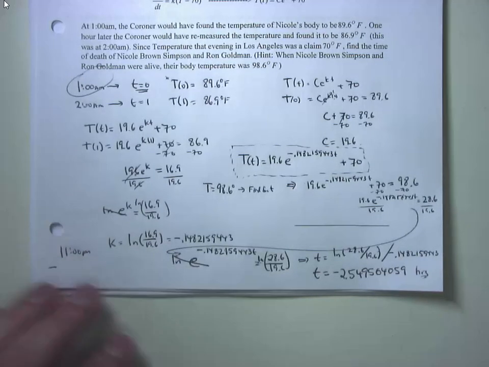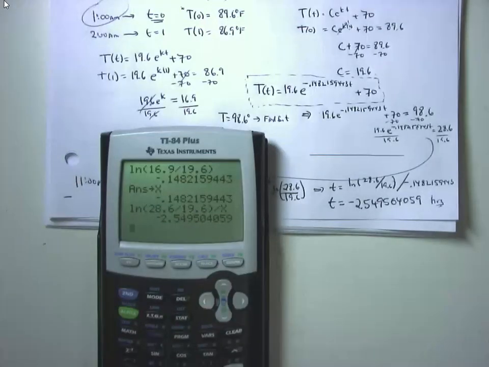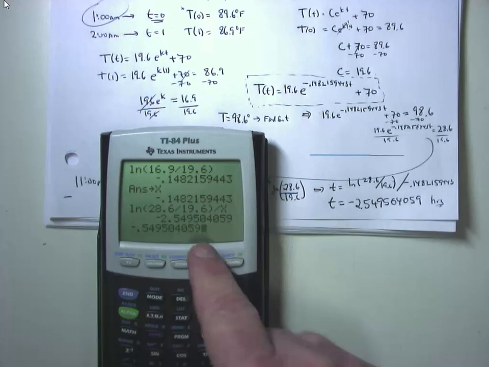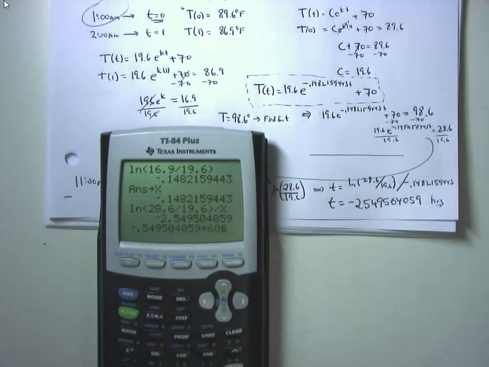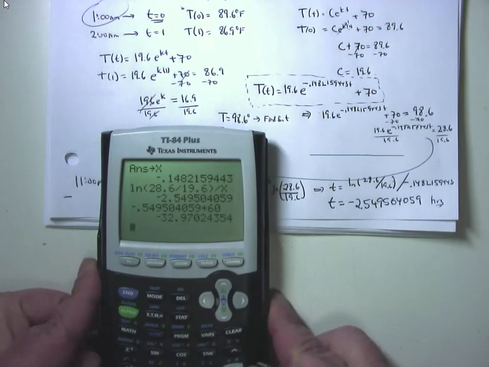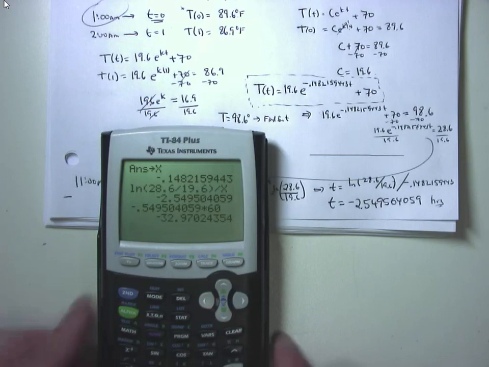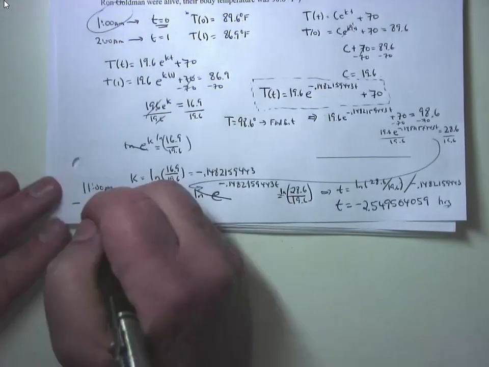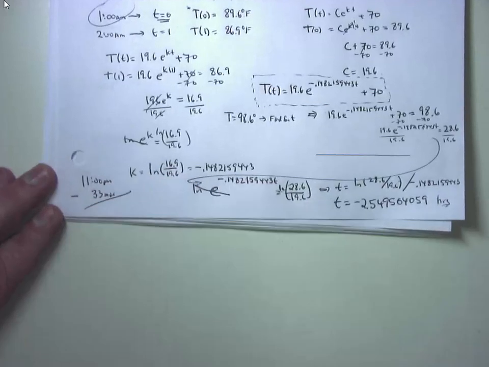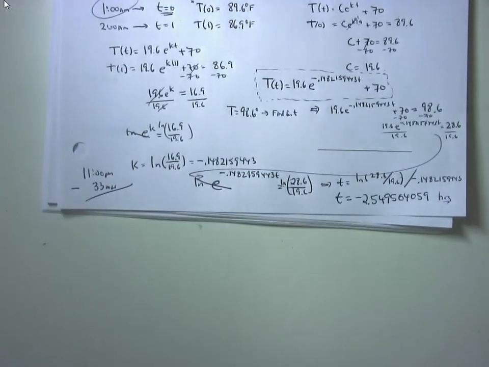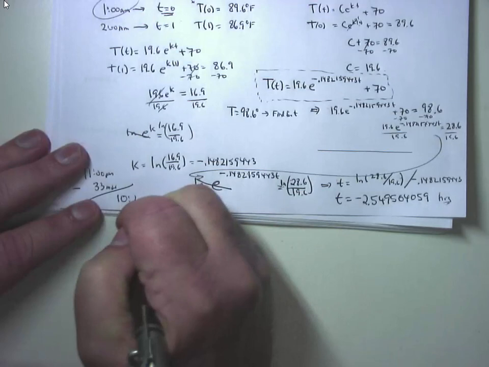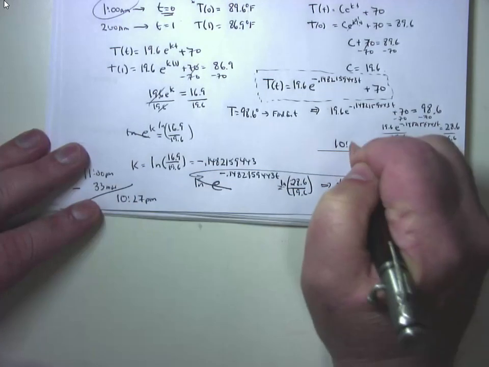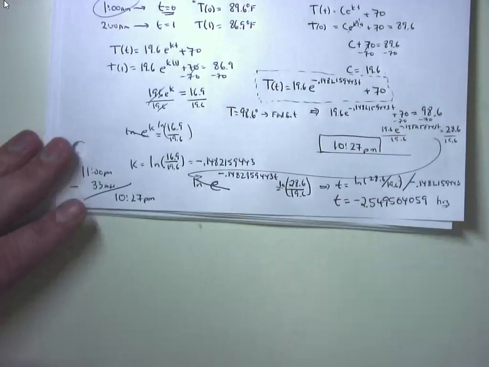So we're talking about 11 p.m. minus, and I'm going to convert the decimal now, and that decimal part right here is the negative 0.549504059 of an hour. I'm going to multiply it by 60 to convert hours to minutes. Does that make sense? How many minutes is that? 32. Let's round it off to 33 minutes. You with me? Minus 33 minutes. What is 11 p.m. minus 33 minutes? 10:27 p.m. That's what we got to be the approximate time of death.